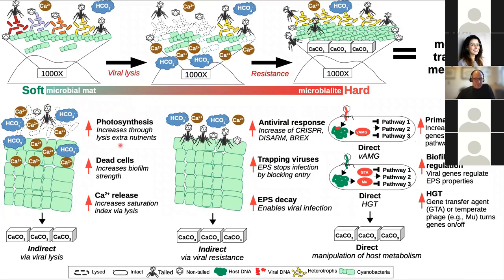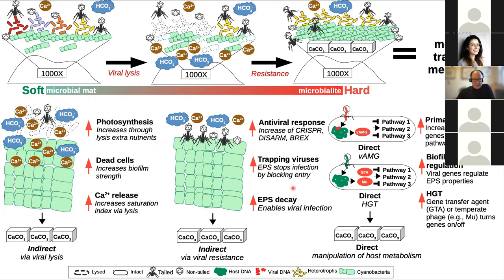But viruses lyse organisms, and if they lyse organisms, they release nutrients, and so the photosynthesis rates can go up because the nutrients go up. But by lysing organisms, if there's internal calcium, the calcium concentration locally can go up. Dead cells after viral infection can also help the strength of a biofilm. And so there are a lot of things. Again, it's a seminar by itself.